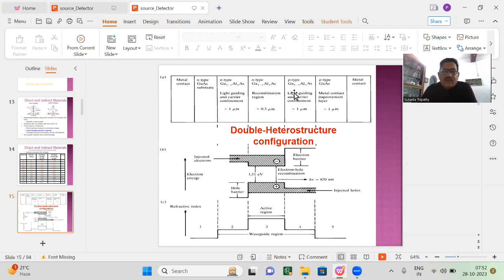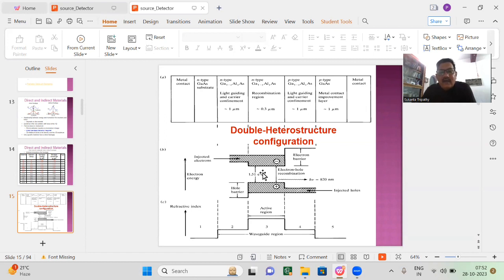Now, once you have understood the structure, let us try to understand the band diagram of this double heterostructure, and the variation of refractive index. Now, if you see the variation of band gap, then you can see that the band gap in this recombination region is smallest, and the band gap in the confinement region is something more.